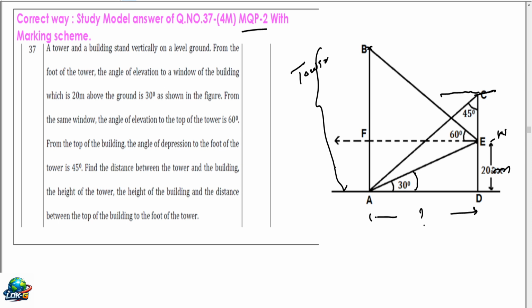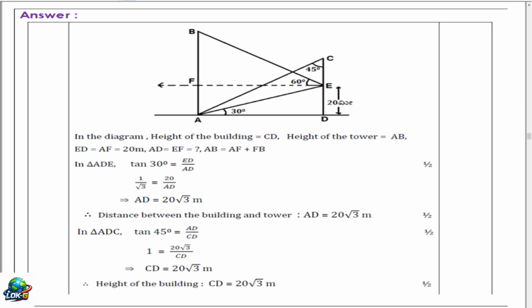Find the height of the building. Where is the building? This is the building. CD you have to find out. The height of the building and the distance between the top of the building and the foot of the tower, which means this AC you have to find out. So these are the things. Now we'll start the analysis.